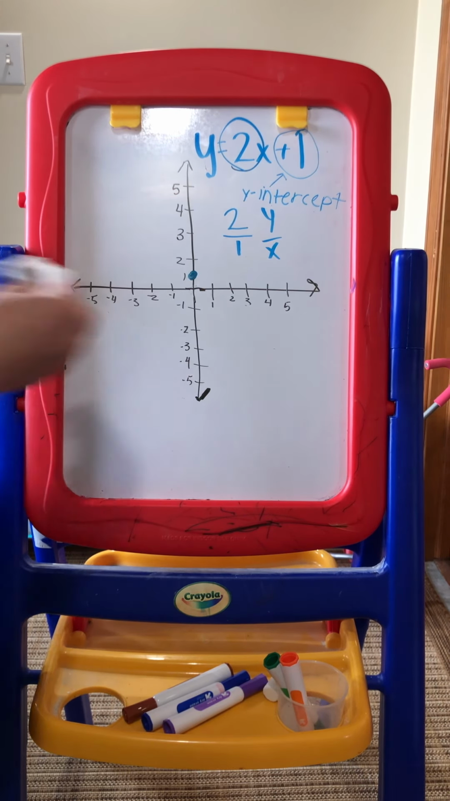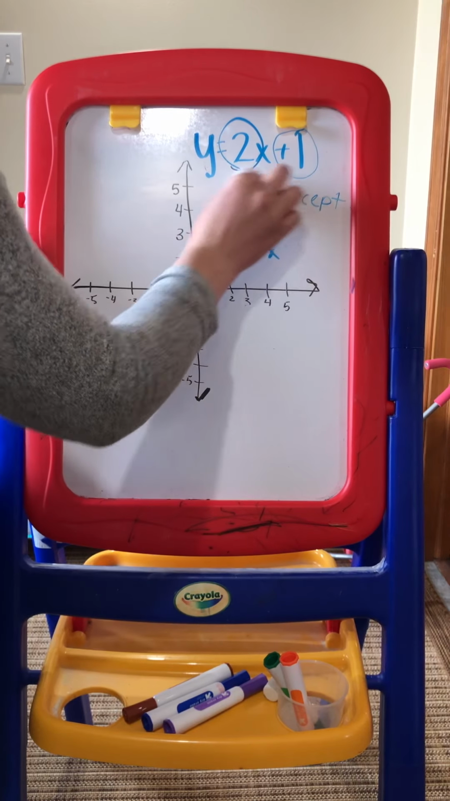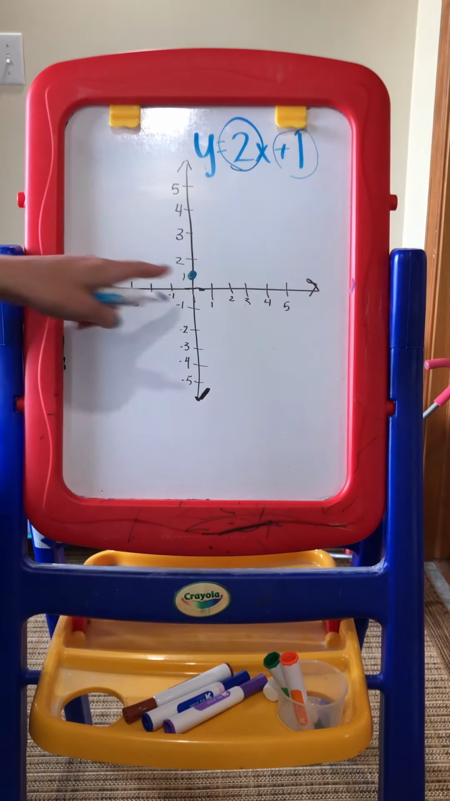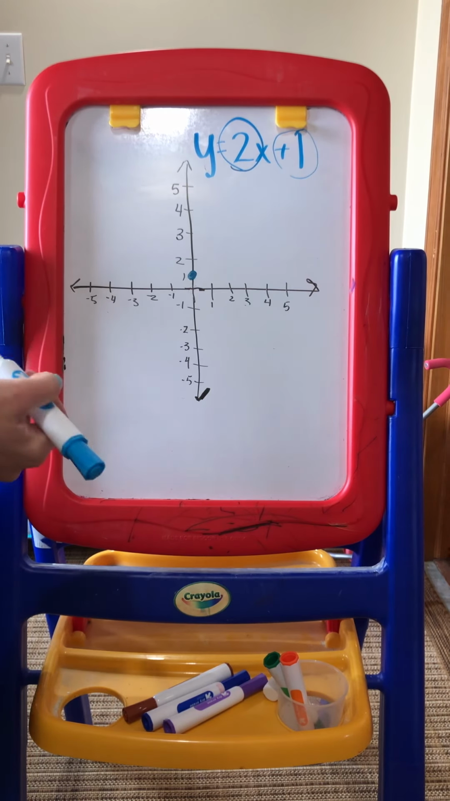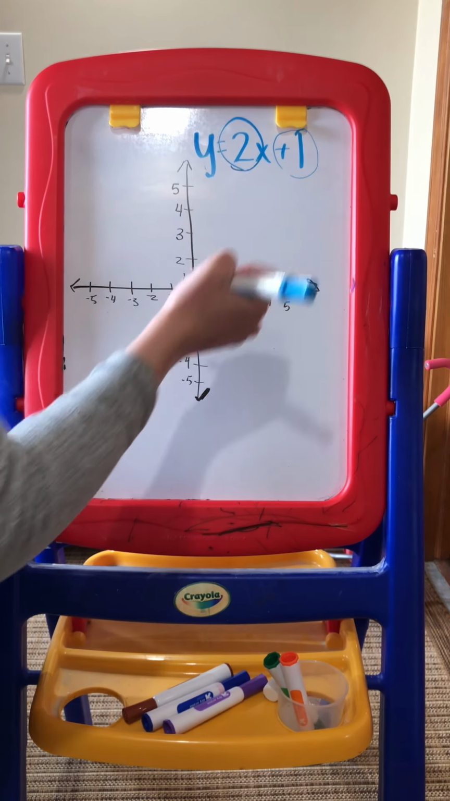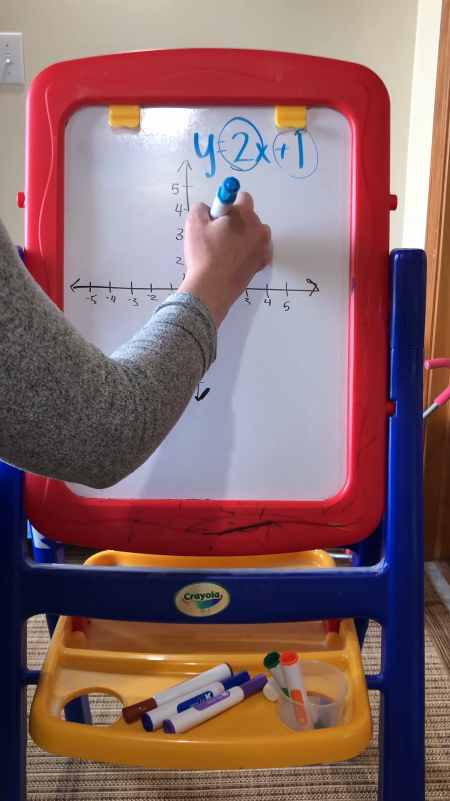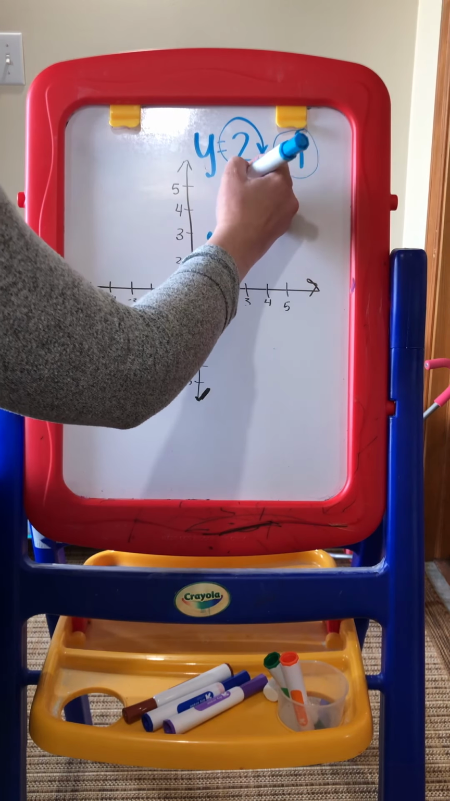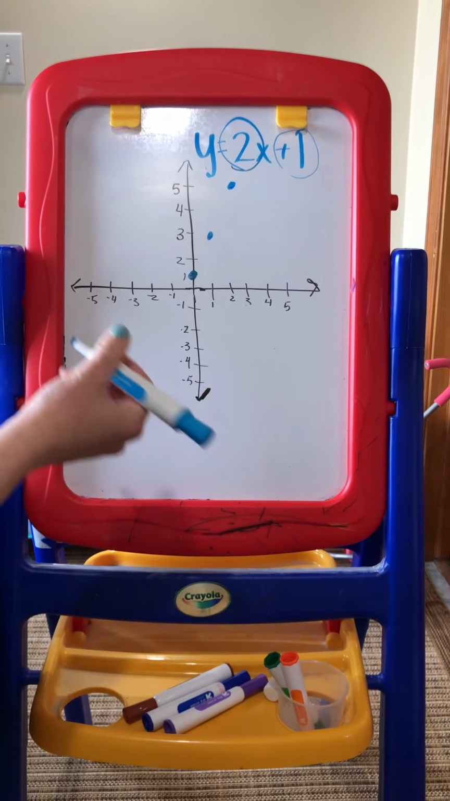We always work to the right. So I'm going to erase this stuff and we're going to go ahead and do that. Instead of starting at the origin, our point is over here at the ordered pair of 0, 1. So I'm going to go up 2, over 1. Then again, I'm going to go up 2, over 1.